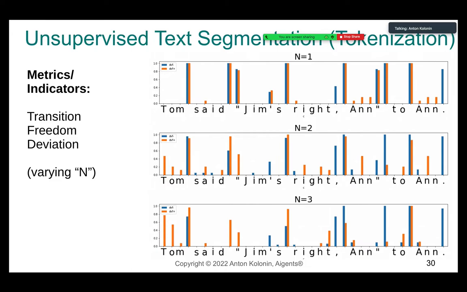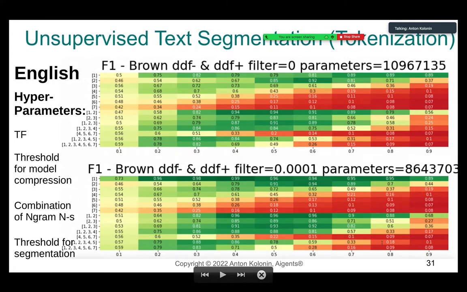Let me just keep jumping quickly to the end. So here is an example of the grid search for hyperparameters. Here is the hyperparameter search for English, and the upper chart shows that the best results appear for bigrams with thresholds 0.6 and 0.4 without compression of the model on the Brown corpus. But if we compress the model with a small threshold, we get the best results at 0.99 with threshold 0.4 for tokenization, and we can just use unigrams, so no bigrams need to be involved.